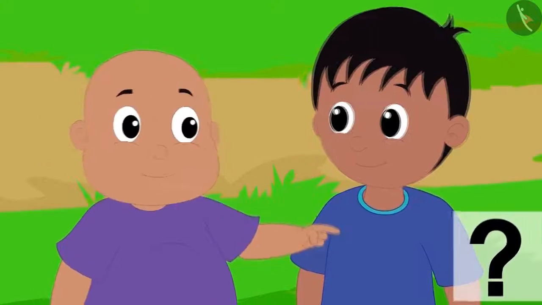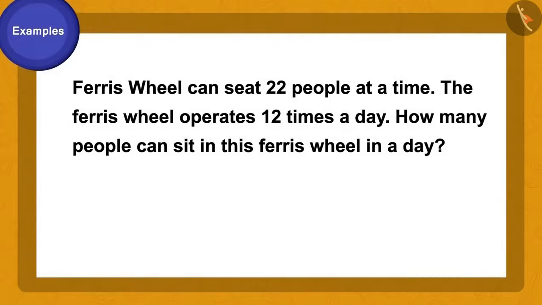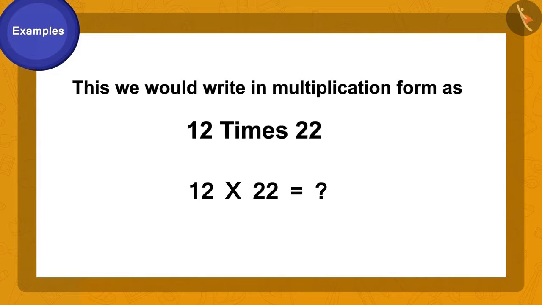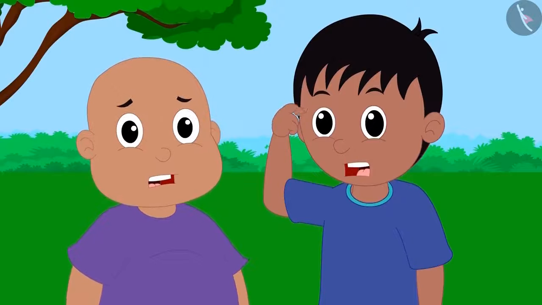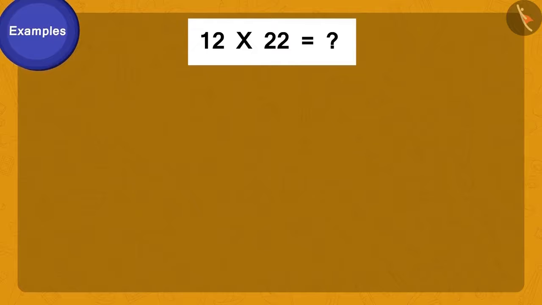Children, can you find the answer to Raju's question? At a time, 22 people can sit in it. And the Ferris wheel operates 12 times a day. How do we write this in the form of multiplication? 12 times 22. But we have only learned to multiply a 2-digit number with a single-digit number. How do we calculate this now?